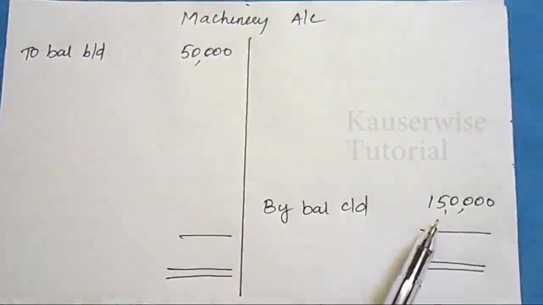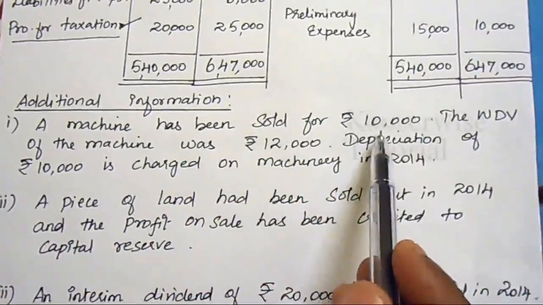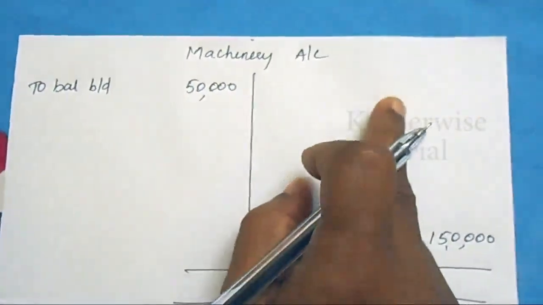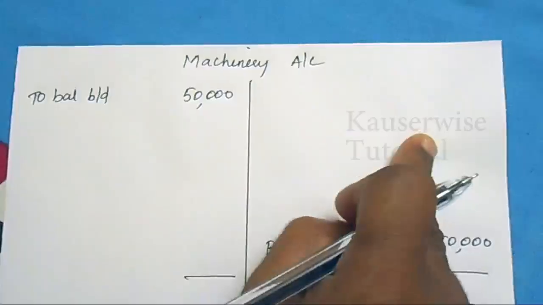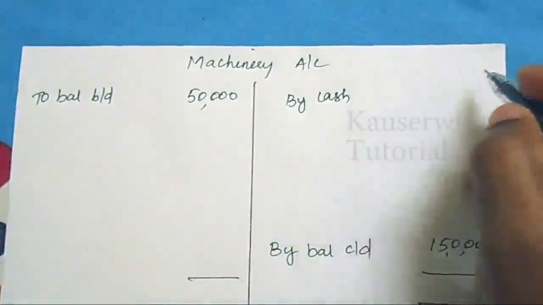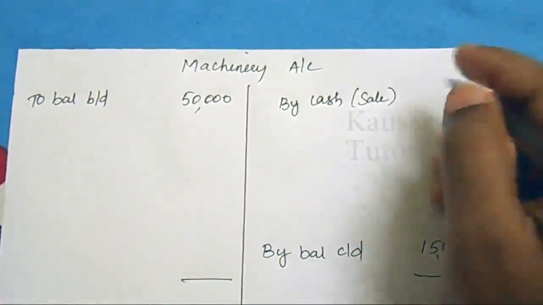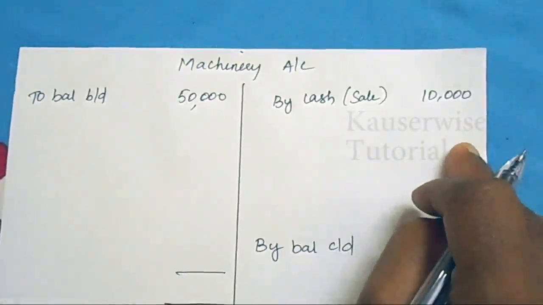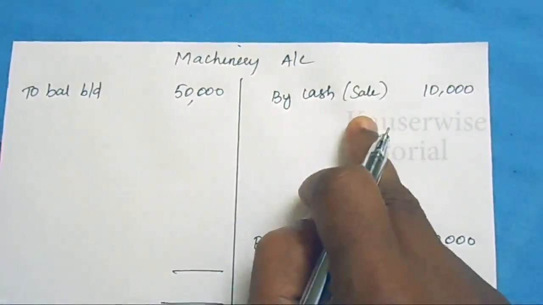So this is opening balance 50,000. Closing balance 1,50,000. Now look at the adjustment. A machine has been sold for 10,000. That will be recorded on the credit side of the machinery account. When you purchase machinery, that will be recorded on the debit side. When you sell machinery, that will be recorded on the credit side. By cash, how much? That is sale of machinery. You have sold for 10,000. Now you need to record the profit or loss on sale of that particular machine. That information is given in the adjustment itself.